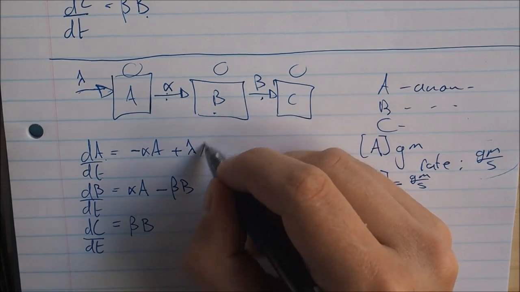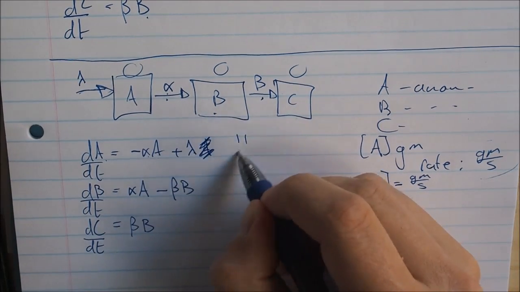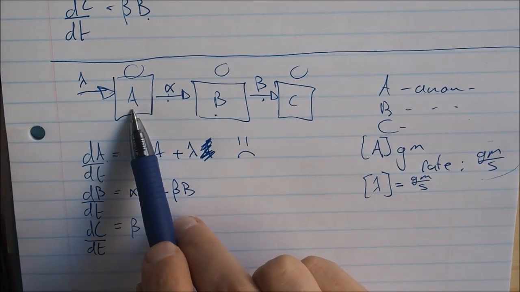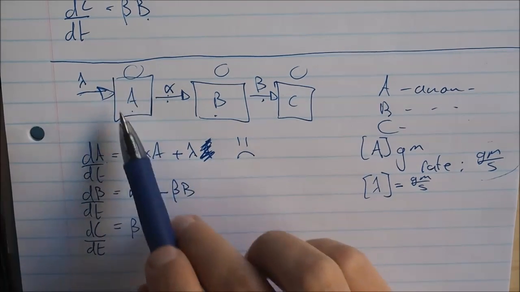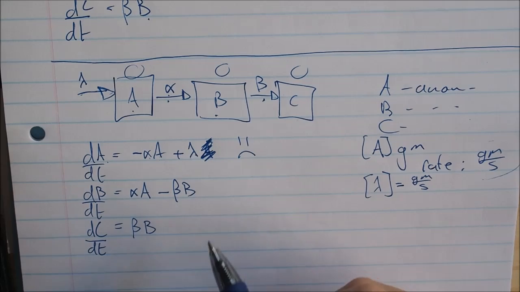And don't be tempted to write an A here, okay? That's going to make me unhappy. So don't be tempted to write an A. The amount that I'm adding into A is not proportional to how much there is there. It's not proportional to anything. It's just a constant amount that's being added.